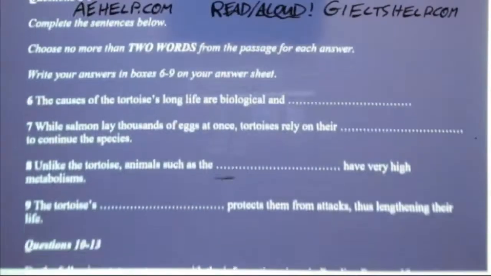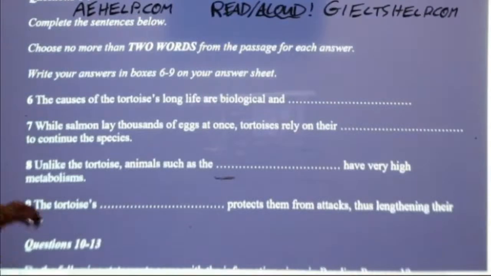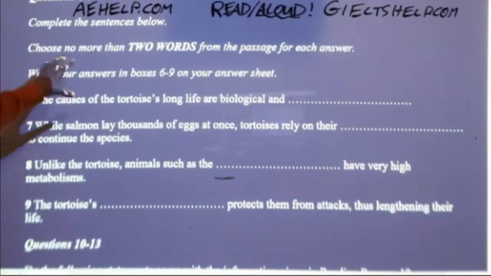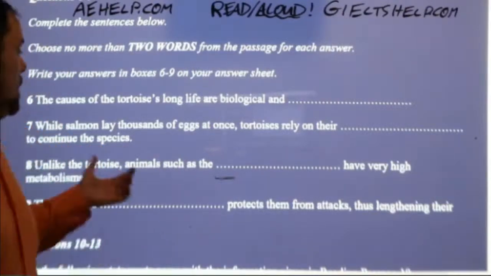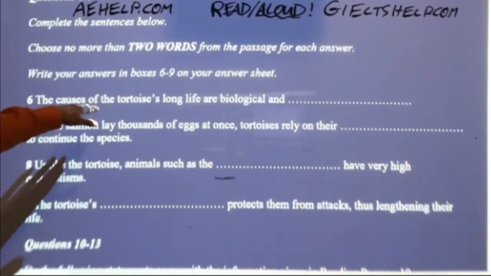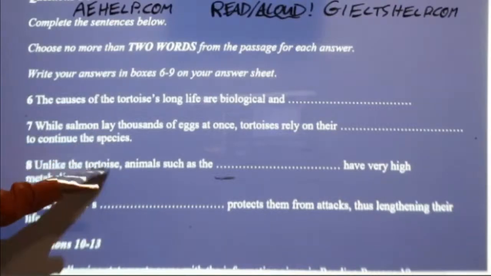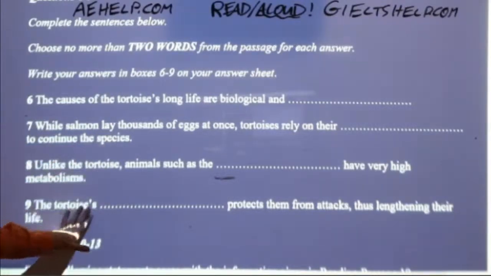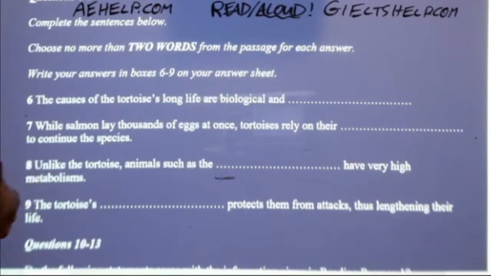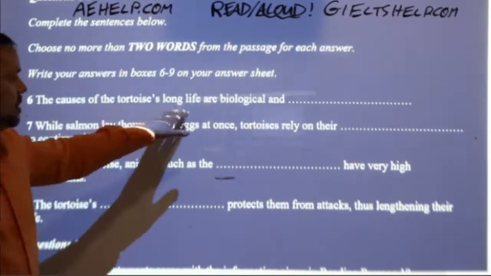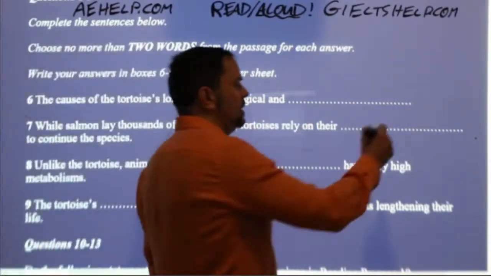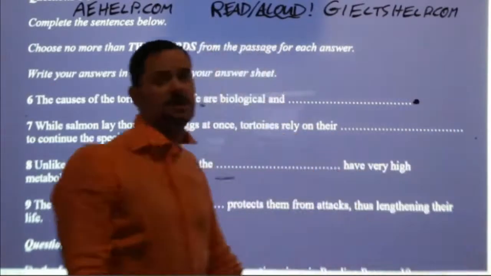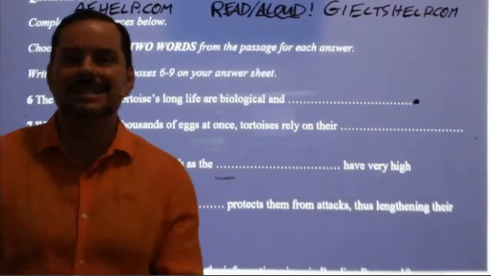All right, now we need to complete these sentences. Number 6. This type of question usually comes in the order of the passage. So number 6 is going to be earlier in the passage than 7. 7 will be earlier than 8. 8 will be earlier than 9. And you'll notice that number 6 is coming from the introduction. So the causes of the tortoise's long life are biological and what's the other one there? You should definitely get this correct because it's coming from the thesis statement.